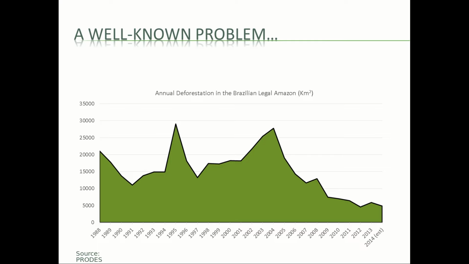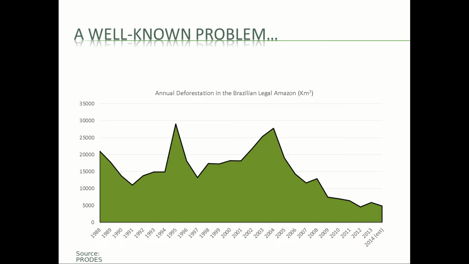So anyway, deforestation in the Amazon is a pretty well-known problem, and since the late 80s, deforestation has increased and decreased on an annual basis, ranging from a low, most recently, of under 5,000 square kilometers of deforestation each year, but with some high peaks just shy of 30,000 square kilometers of deforestation each year.